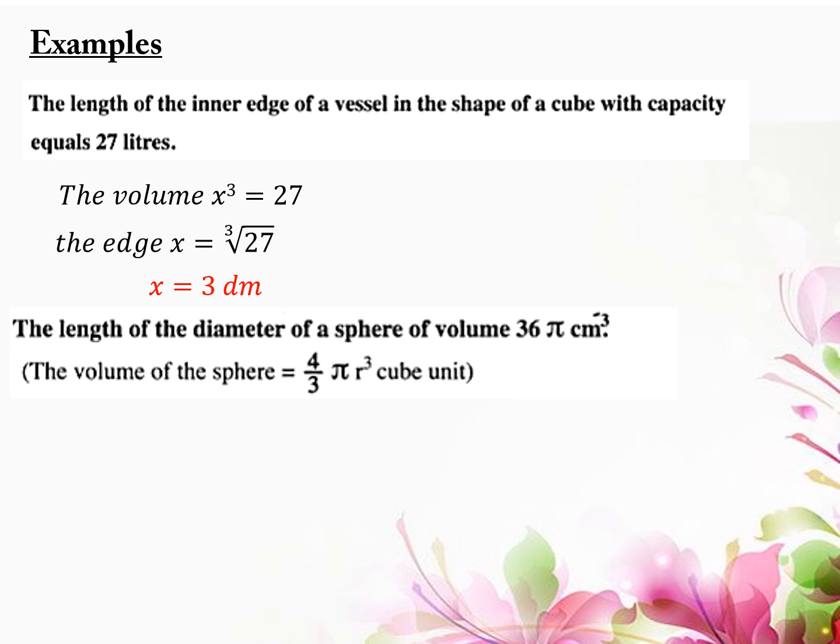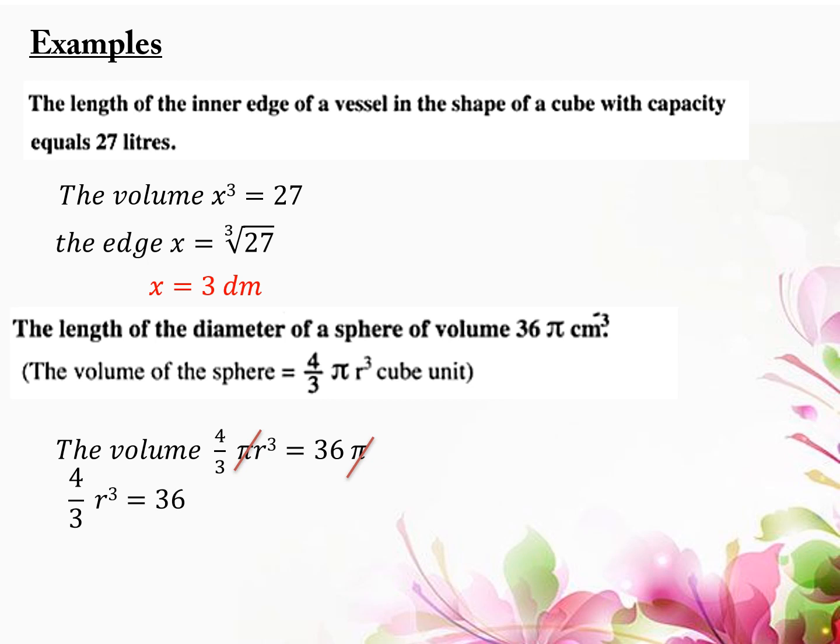Another example, the length of the diameter of a sphere of volume 36 pi centimeter cube, and remember the volume of the sphere equals 4 over 3 pi r cube units. First of all, let's substitute by the rule and its value. The volume of a sphere, 4 over 3 pi r cube, equals 36 pi. Removing pi from the two sides, then 4 over 3 r cube equals 36.